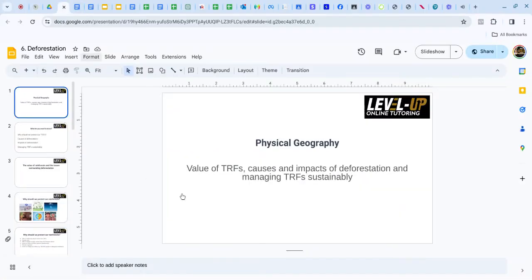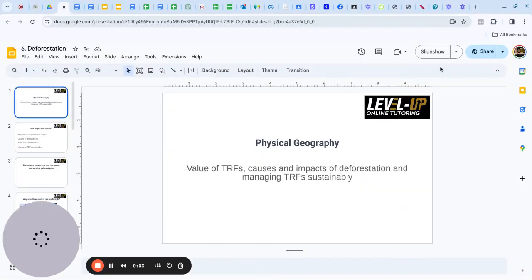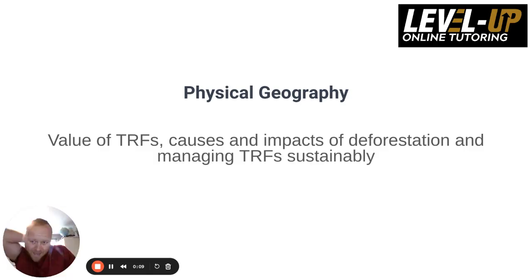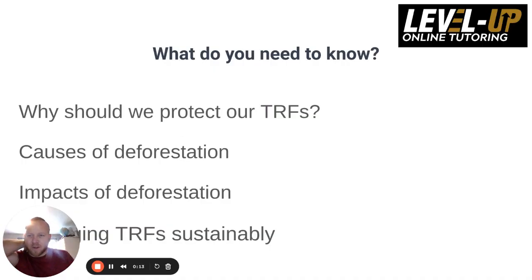Okay, so our final video, our final lesson for our physical geography, is looking at deforestation and the issues surrounding that. With that in mind, we need to know: why should we protect our rainforests in the first place? What's the value of them? Why are we cutting down our rainforests? What are the impacts of that, both positive and negative? And then how can we manage rainforests in a sustainable way?